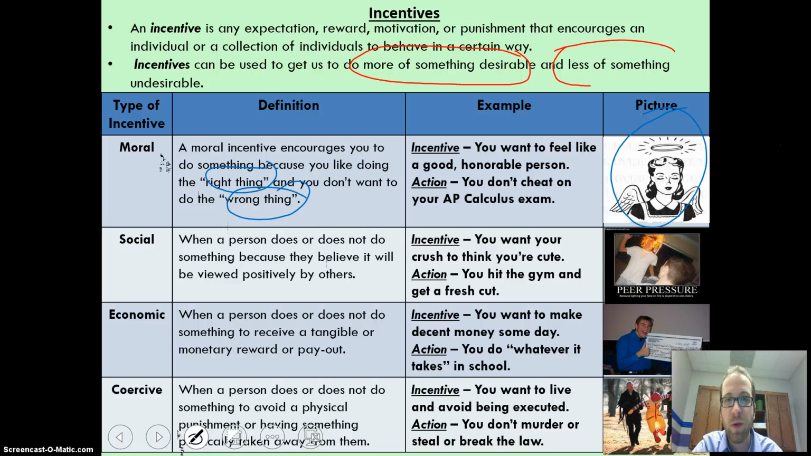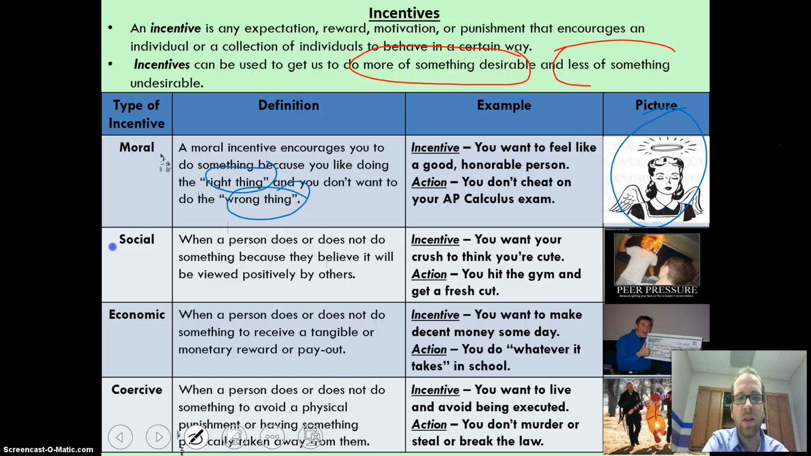So for example, you might say, you should not say mean things to other people because God told us to love our neighbor. That is based in a moral system, Christianity, so it is a moral incentive. Or you could say, as human beings, it is our responsibility to treat all people with love, kindness, and respect because we should treat people as we would like to be treated. That is a humanist standpoint, but it's still moral because humanism is based on beliefs about what's right and wrong in the world. So we had Christianity, humanism, any belief system. That is the definition of morality.